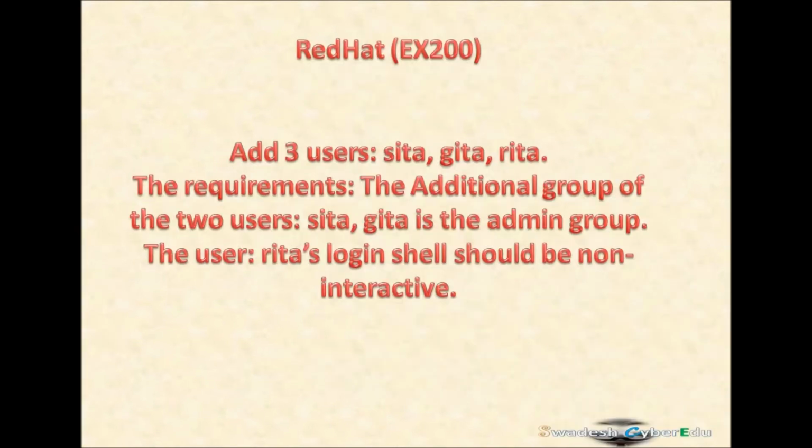Here, the question is given. You have to add 3 users, Sita, Kita, and Gita, and add a new group named admin as a secondary group of users Sita and Gita, and the user Rita's login should be non-interactive.